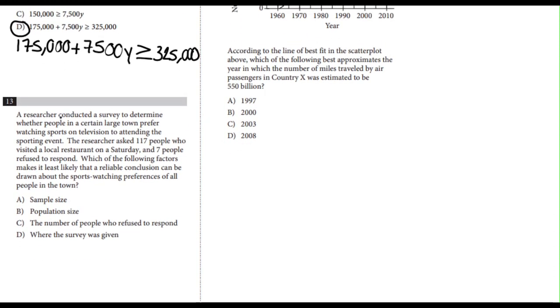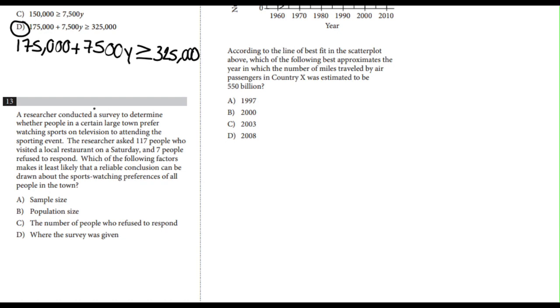Number 13. A researcher conducted a survey to determine whether people at a certain large town preferred watching sports on television to attending the sporting event. The researcher asked 117 people who visited a local restaurant on a Saturday, and 7 people refused to respond. Which of the following factors makes it least likely that a reliable conclusion can be drawn about the sports watching preference of all people in the town? A. Sample size, B. Population size, C. The number of people who refused to respond, or D. Where the survey was given.